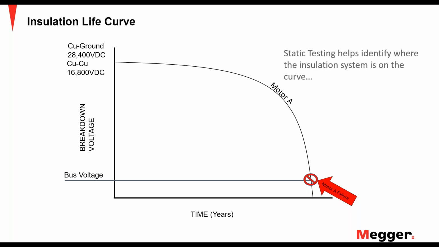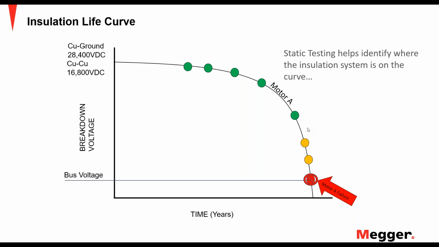What happens with static testing is that it helps us identify where on that curve the motor's insulation system is. So we're going to do the static tests: the insulation resistance test, the high pot, PI/DA, and surge testing. All of that helps us directly evaluate that insulation system and place it on this curve.